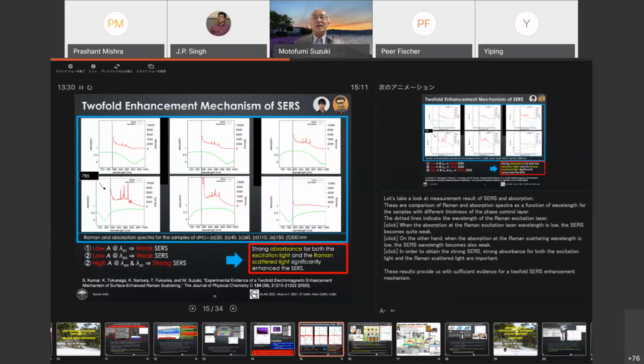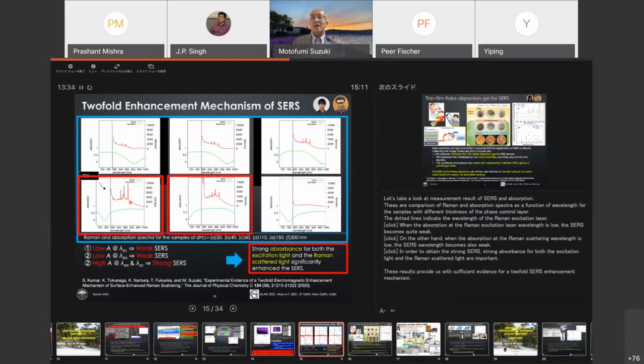So in order to obtain strong surface enhanced Raman scattering, it is necessary to increase the absorption for both the excitation laser light and the Raman scattering light here. So these results provide us with sufficient evidence for the twofold surface enhancement mechanism.